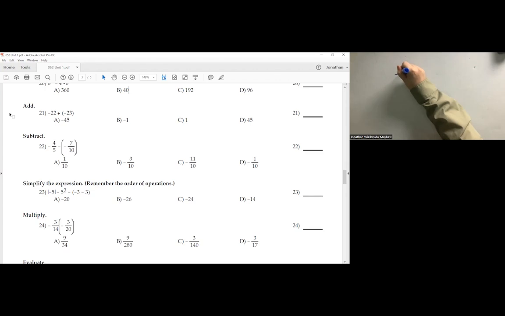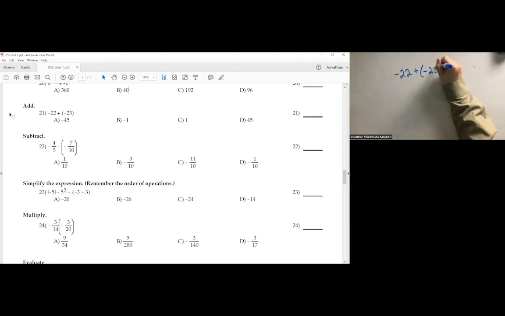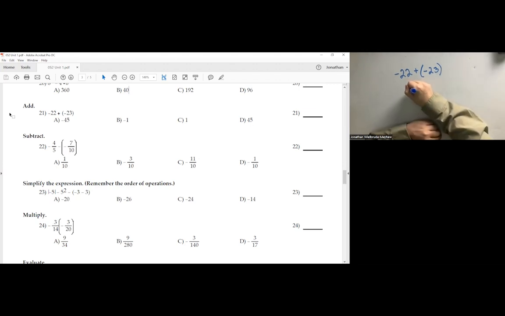Number 21, we have negative 22 plus negative 23. When we add two numbers with the same sign, we give that common sign to our answer. So since we're adding two negatives, our answer is negative. Then we add the absolute values. 22 plus 23 is 45. So negative 45 would be the answer.